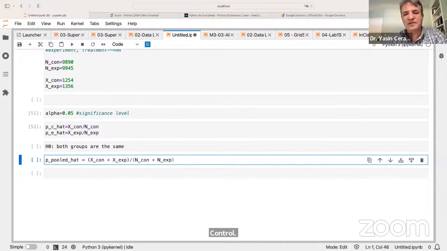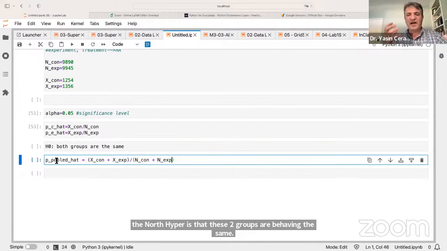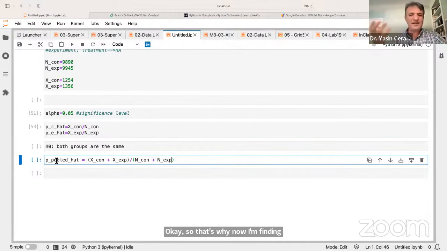I am just looking at the whole group, which is the combination of control and experiment. My assumption in the null hypothesis is that these two groups are behaving the same. So that's why I'm finding the ratio of people who clicked on the button. Now let me run this.